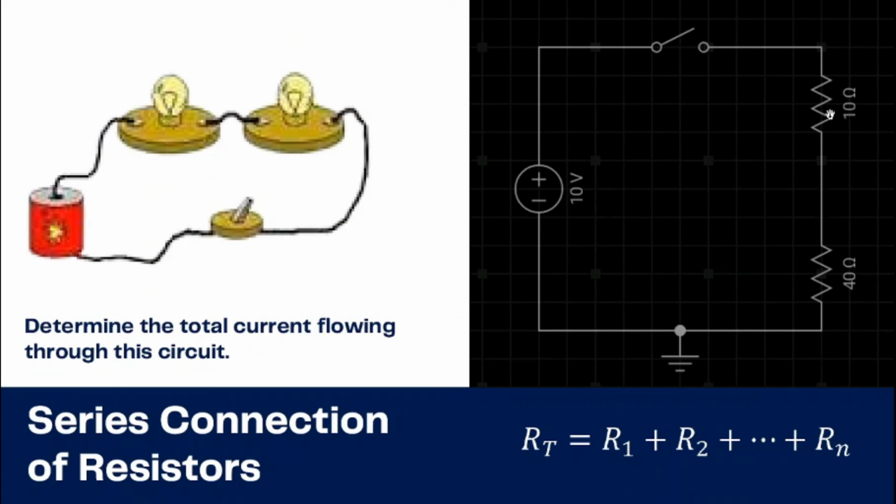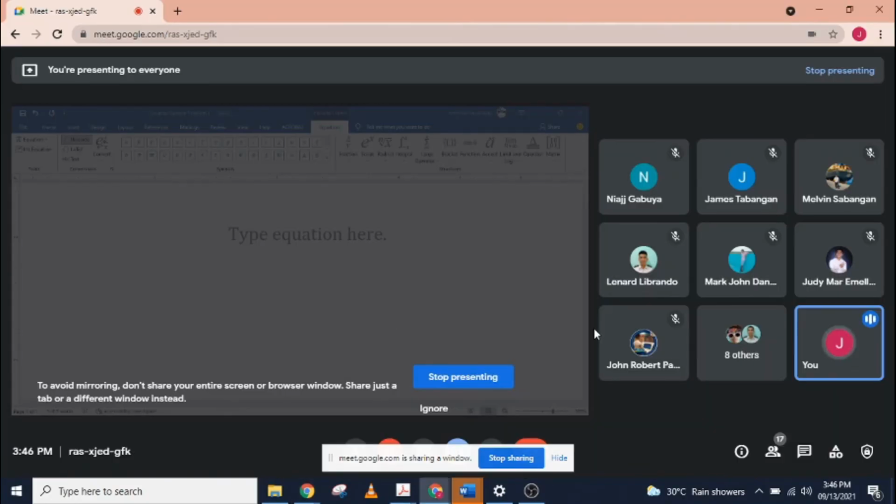So, alam na natin yung total resistance. Meron tayong voltahe na 10 volts. What's the total current flowing through this circuit? Okay, I have a question, class. What's our formula for this one? Ano yung hinahanap natin dito?